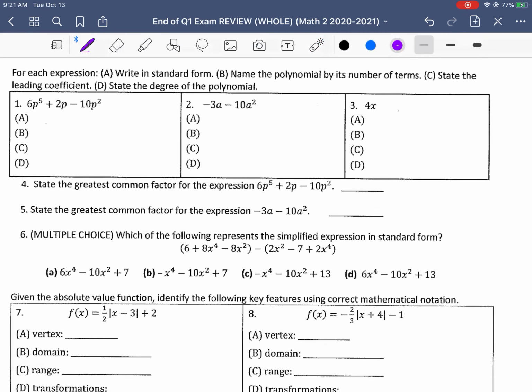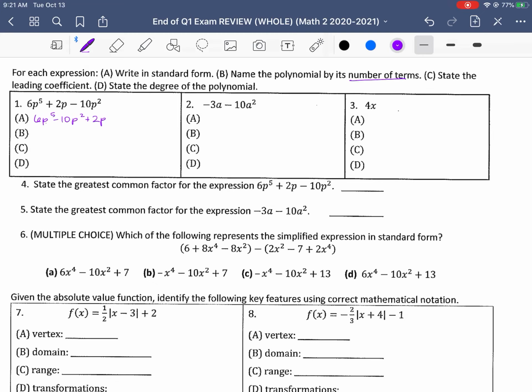So first of all, this section, writing in standard form. We've covered a lot about this, and then name the polynomial by its number of terms, state the leading coefficient, and the degree. So remember, standard form means that we take the highest exponent and we let that term go first. Well, that's not the highest exponent. Oops. 5 is the highest exponent here, so 6p to the 5th gets to go first. P squared is the next highest, so the negative 10p squared, remember that negative stays with its term. And then lastly, 2p. So if we were writing this out, we would write 6p to the 5th minus 10p squared, and then we would put plus 2p.